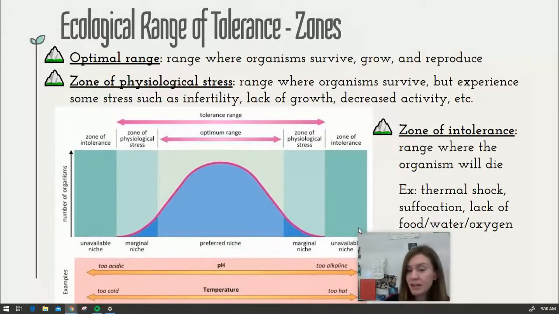Thermal shock, suffocation, if there's not enough oxygen. If you think of the case of eutrophication in the lakes, when the dissolved oxygen level goes down, fish die, okay? You don't have enough food. Let's say there's forest fires. It burns all of the food resources in the area. Guess what? The animals are going to die.